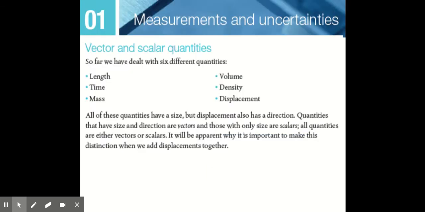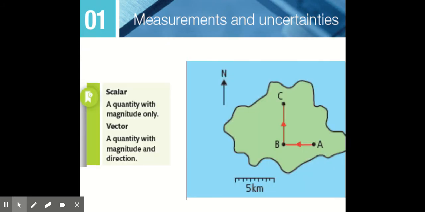All right. The first thing we need to know is the difference between a vector and a scalar. So far, we've dealt with quantities like length, mass, density, all these. All of these quantities have size, but displacement also has direction. Quantities that have size and direction are vectors. Those with only size are scalars. A scalar is a quantity with magnitude only, or amount only. A vector is a quantity with magnitude and direction.